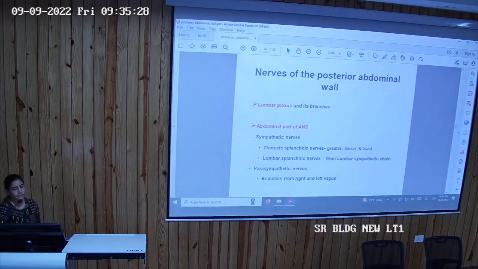Now coming to the nerves of the posterior abdominal wall. In this region, that is of the abdominal region, this posterior region will be occupied by which nerve? Lumbar region is there. So some nerves from the lumbar region and some from the sacral region would be present here. So lumbar plexus will be formed.